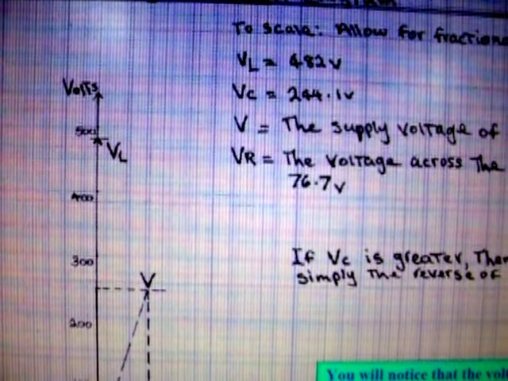Now, I've drawn the phasor diagram. You guys might be able to do it a bit more accurately than myself, but you'll see that here the voltage does work out to be reasonably correct.